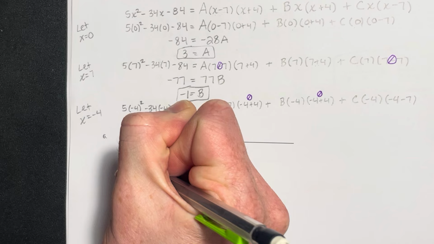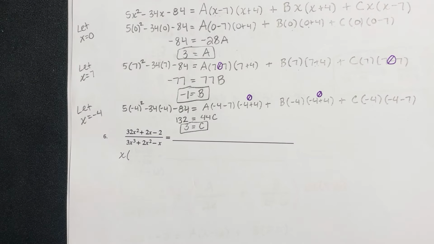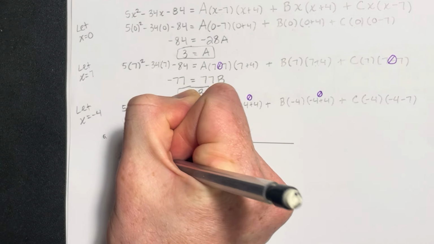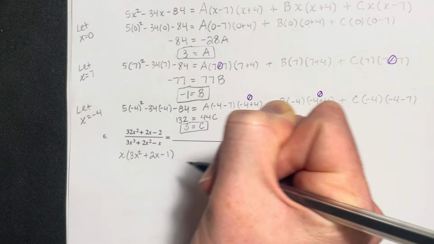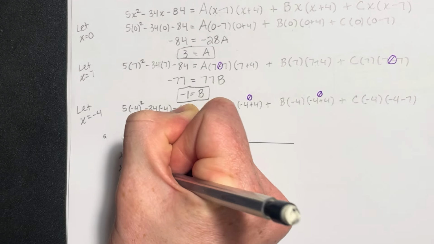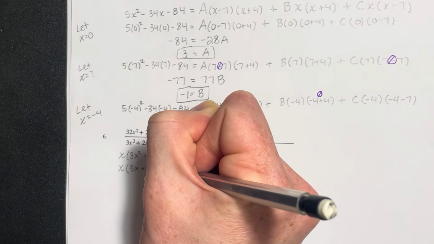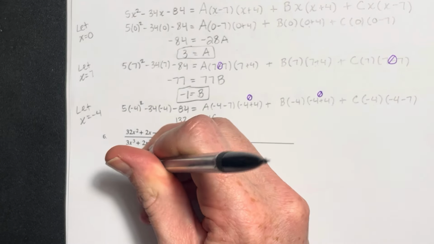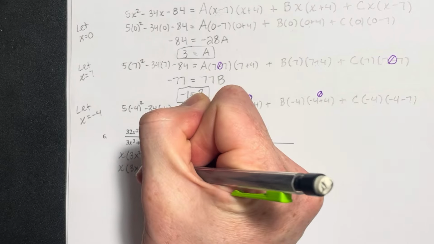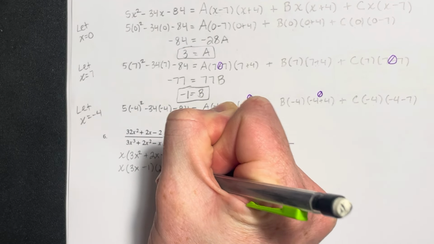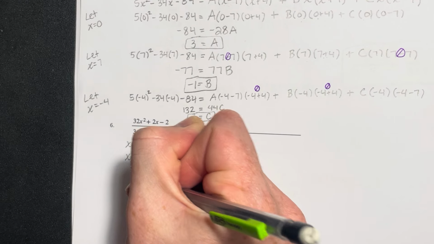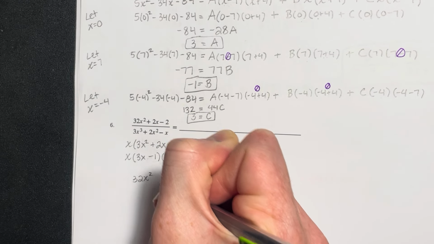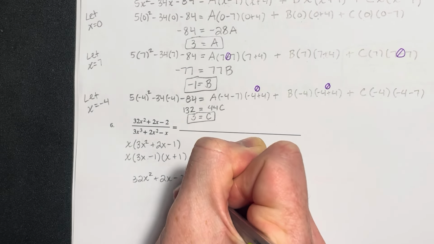So for me, I would go ahead and factor that denominator. If I factor out an x, I have x times 3x squared plus 2x minus 1, which would continue to factor. All right, so it would factor into x times 3x minus 1 times x plus 1. And that gives me the setup for our partial fractions.